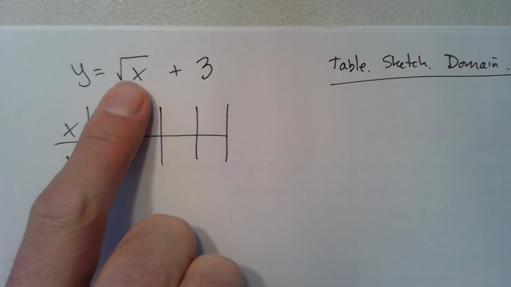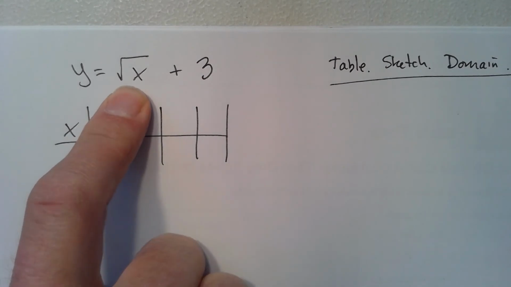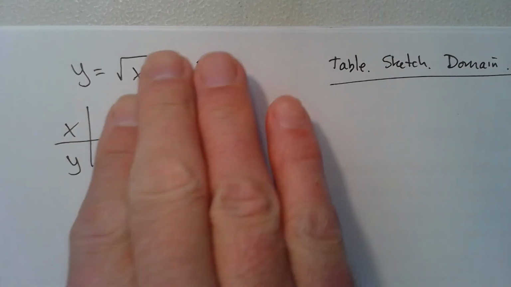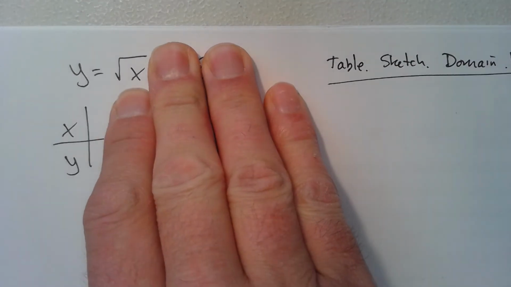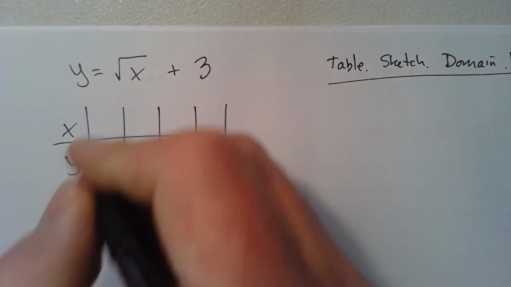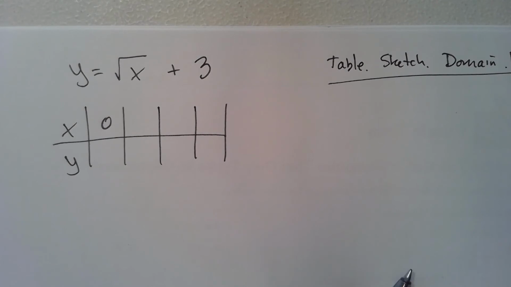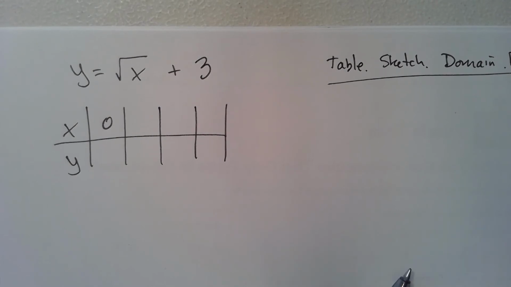Alright, so 0 is going to make that. So -3 doesn't work because we're taking the square root of that number. So 0 is your first x value. See if you can complete the table and the problem. I'll pause it here.